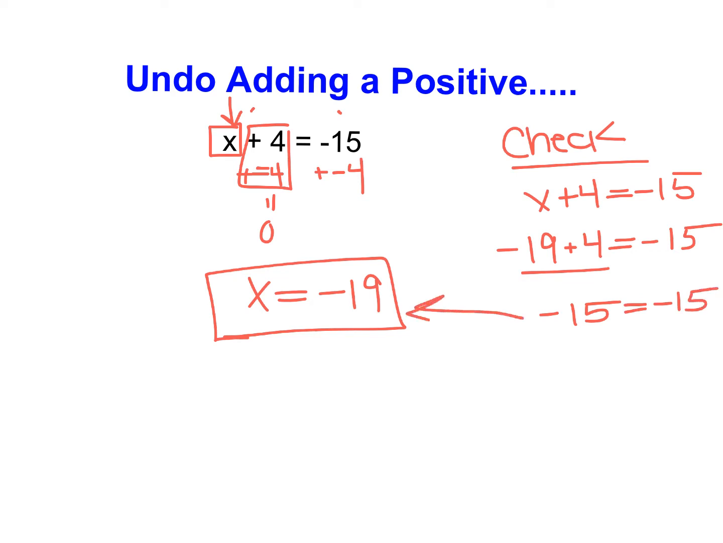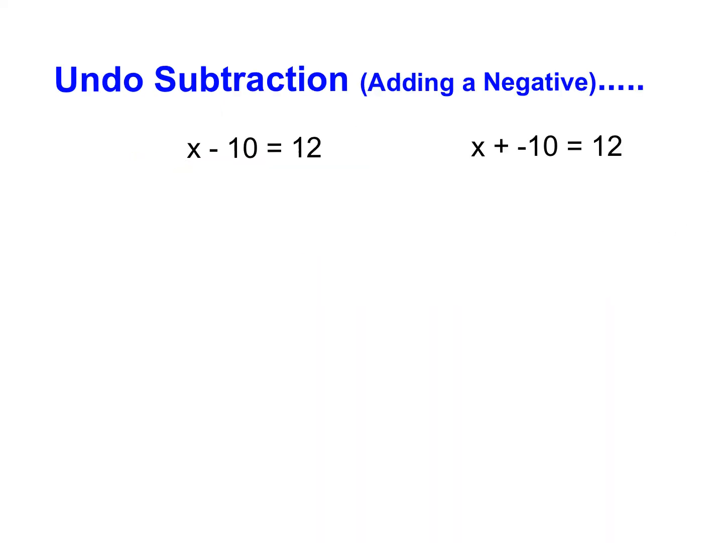So we've essentially proved that x equals negative 19 is the value that will, in fact, make this original equation true. Now in this example here, we're going to undo subtraction, or you should know, because of keep, change, that we are undoing adding a negative. So here, these two problems are exactly the same thing.